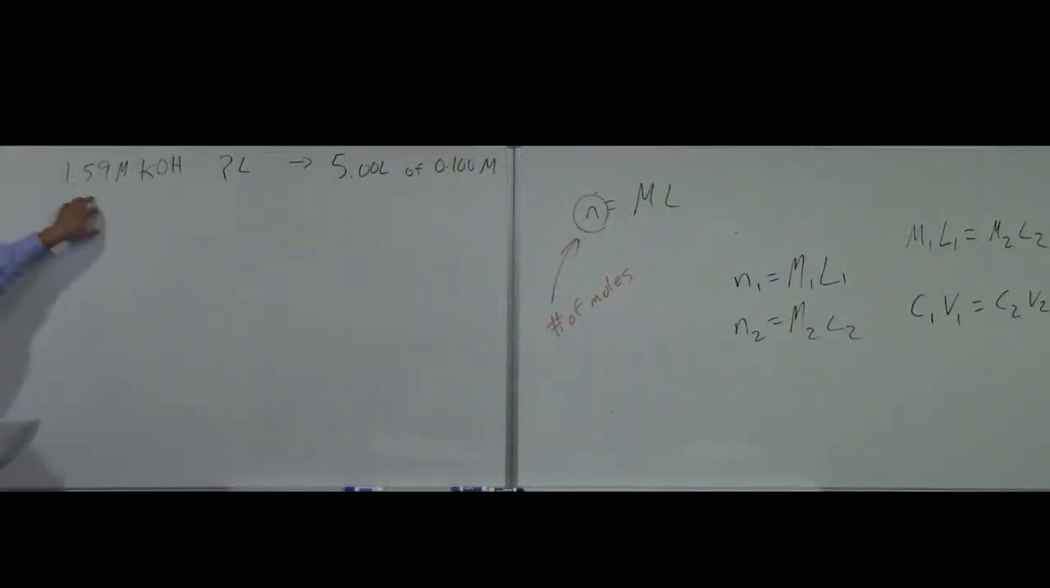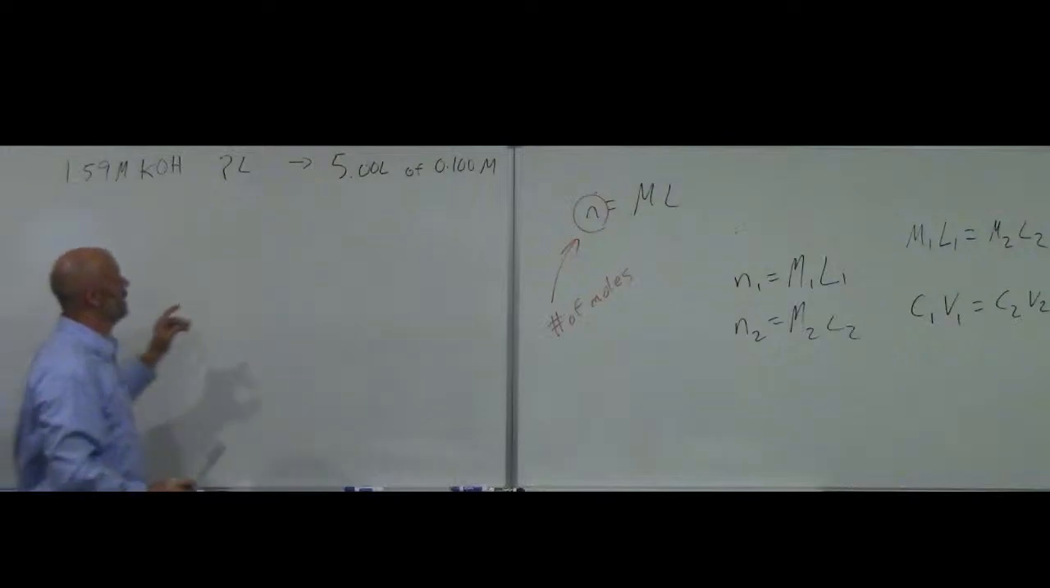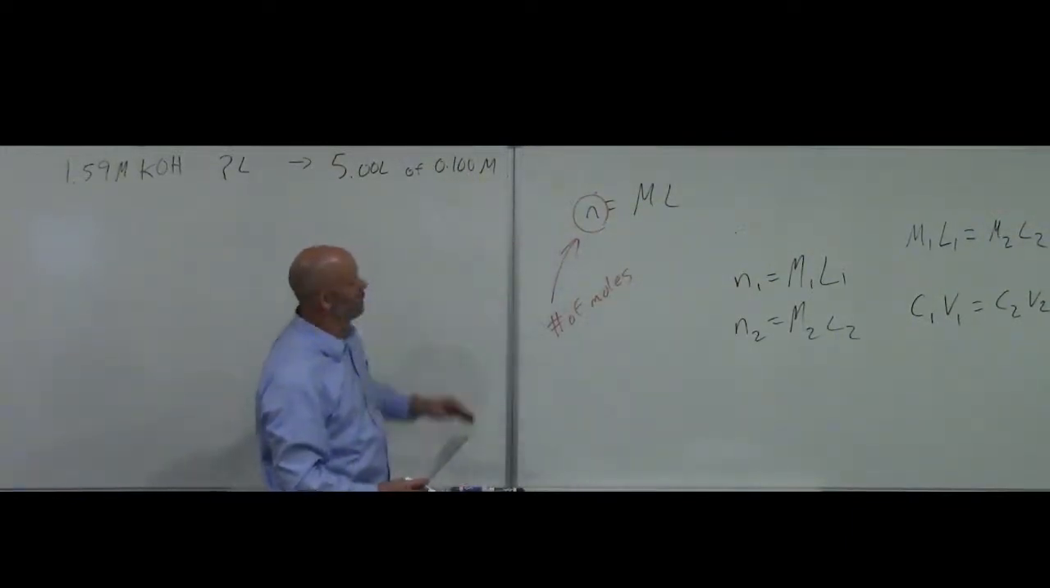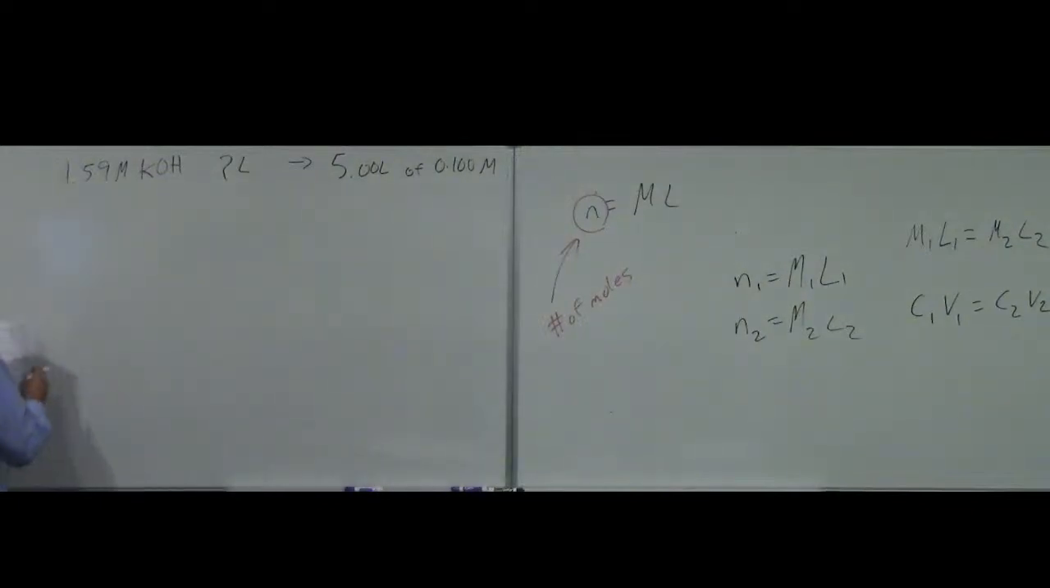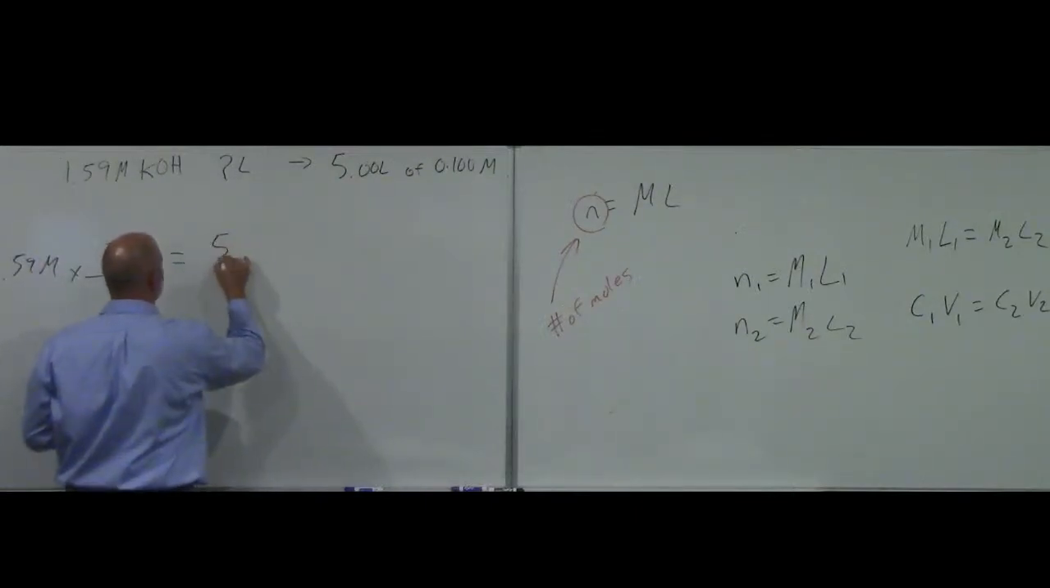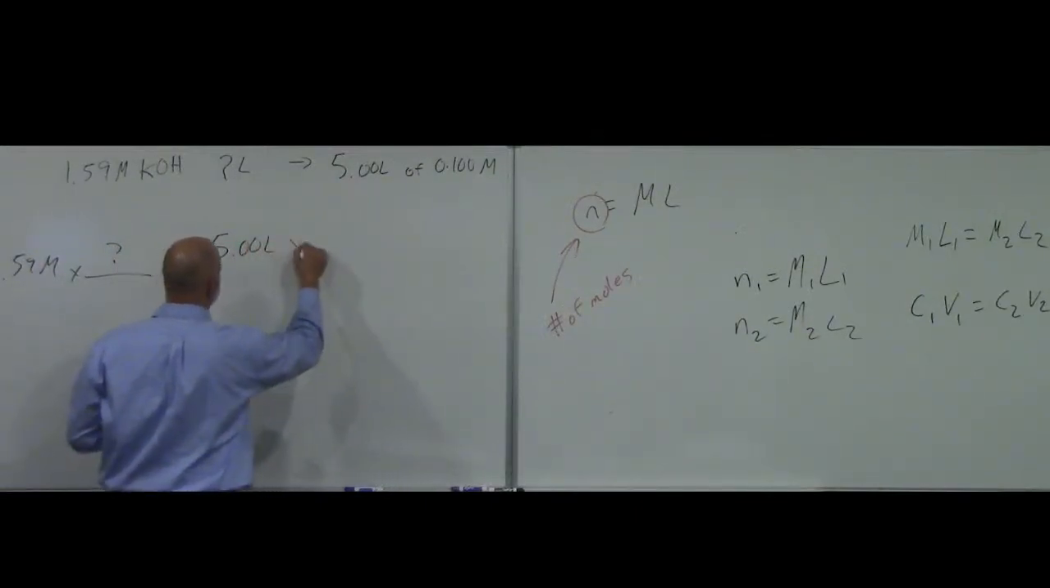So this is my initial. I can tell that because I have the greater molarity, right? 1.59 molar. This is my final. I'm diluting to 0.100 molar, right? So I've got my initial concentration, I've got 1.59 molar times, now I have a question mark here. I don't know what this is. We're solving for this. But I know that it's going to come out to be 5.00 liters.